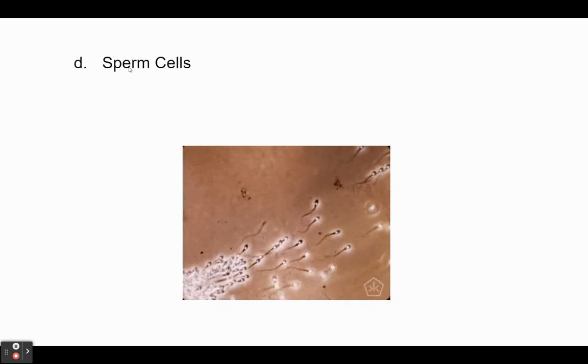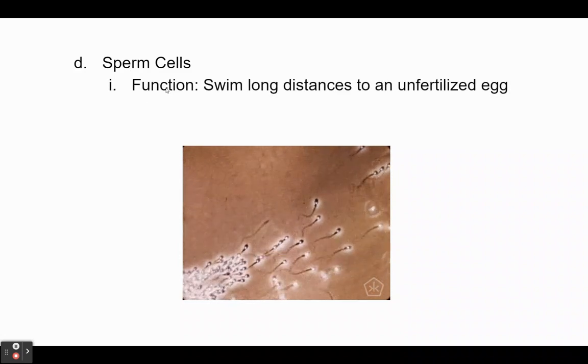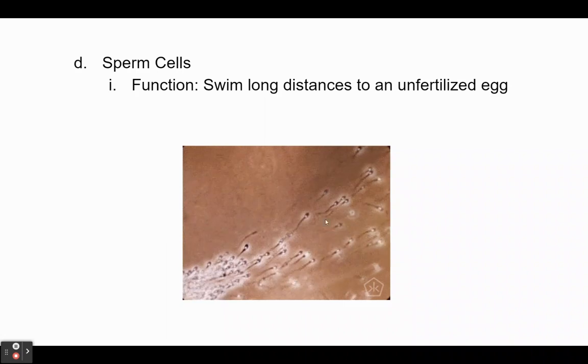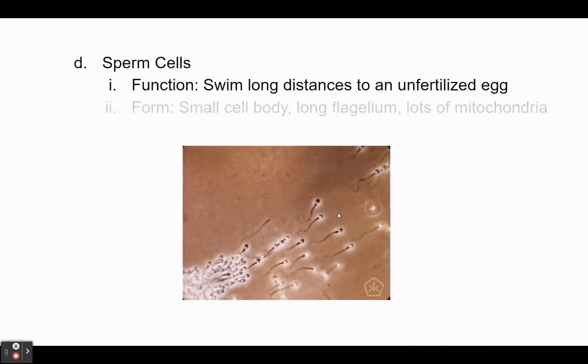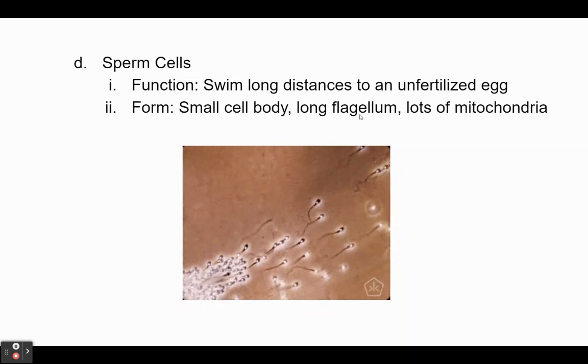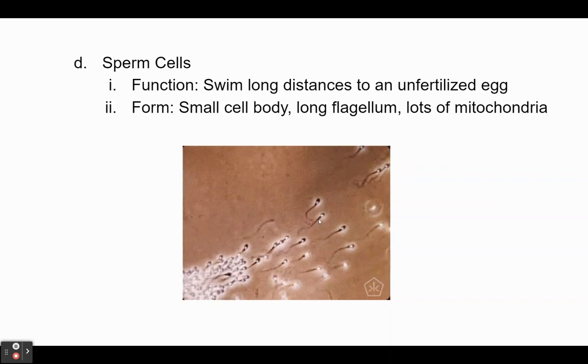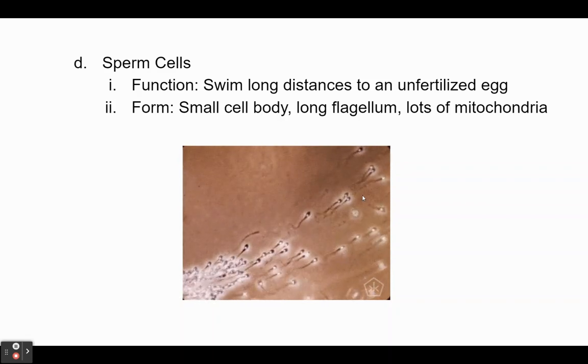Our next animal cell is a sperm cell. Its function is to swim long distances to an unfertilized egg to add its genetic material to the unfertilized egg. And its form is a small cell body with a long flagellum, that's the singular of flagella, and lots of mitochondria to power this extensive movement.